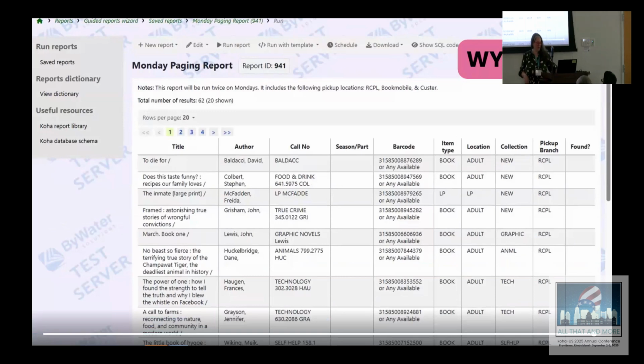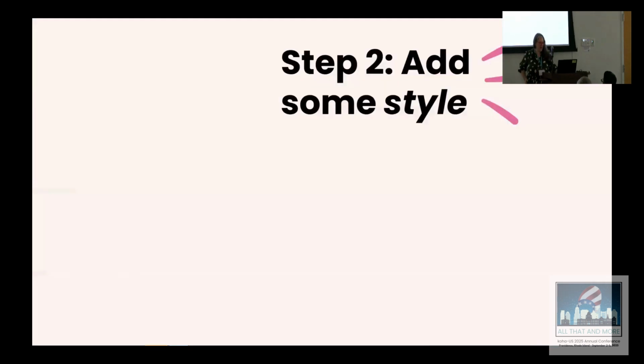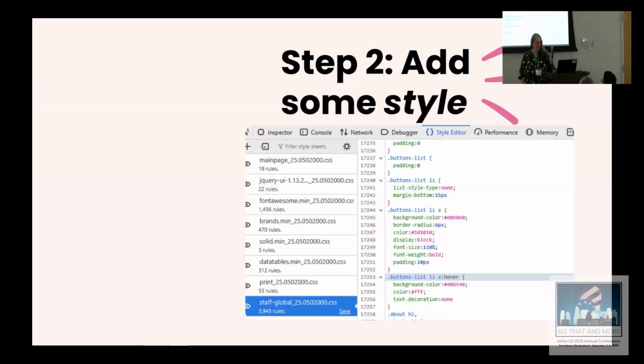Okay, so then the next step I want to do is just add a little style to it. Now, if you want to make it a bit more eye-catching, you can actually use a bit of Koha's existing styles to improve your links. If you dig into Koha's CSS style sheet, if you look in the inspector, you can see some of the things that are already there.